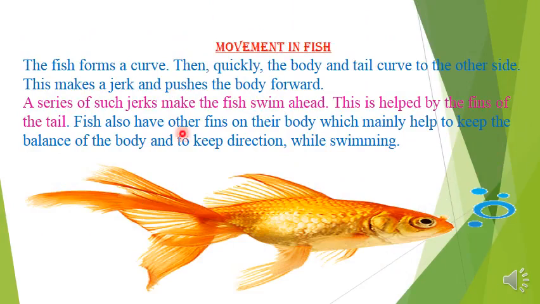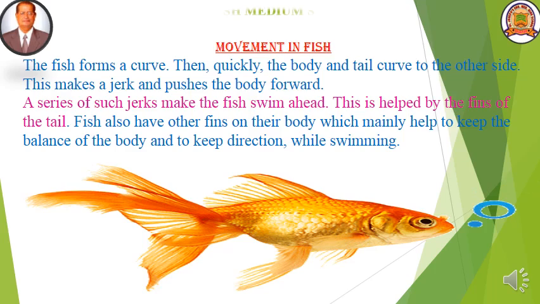Fish have other fins on their body which mainly help to keep the balance of the body and to keep direction while swimming. It also has, you can see here, the hair-like structures which are lighter and help it swim in water. They have other fins. These are the different fins which help the fish to swim easily in the water. This is about the movement of fish in water. They move in water by swimming.